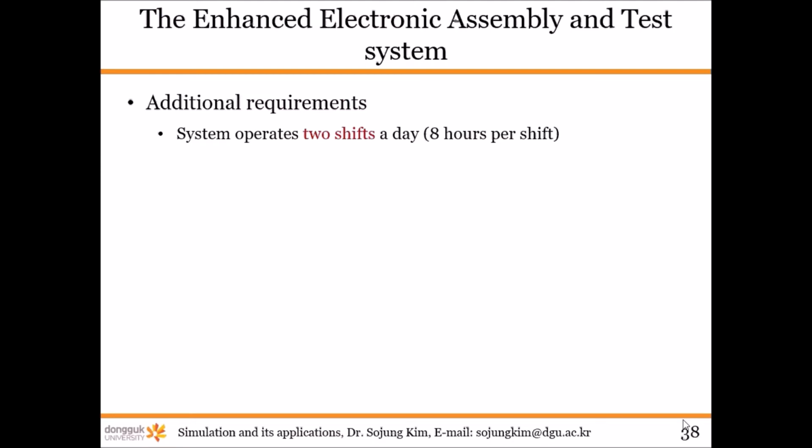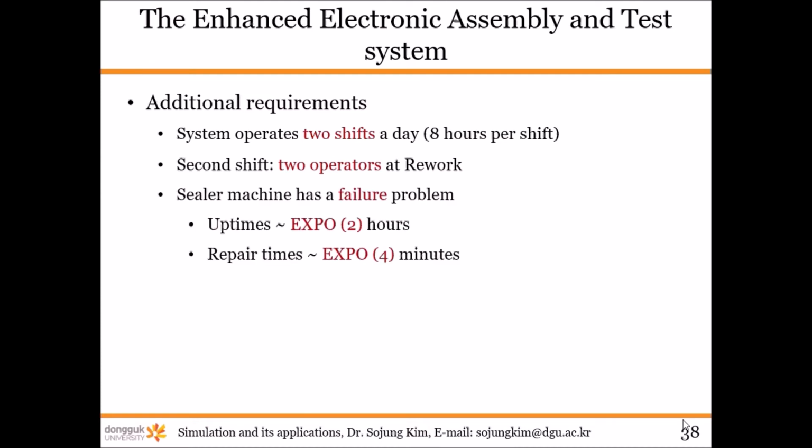The system operates 2 shifts a day, with 8 hours per shift. In the second shift, 2 operators work at the rework process, so we have one more operator at rework. And the sealer machine has a failure problem. So realistic, right? Uptimes follow the exponential distribution with a mean of 2 hours, and repair time follows the exponential distribution with a mean of 4 minutes.